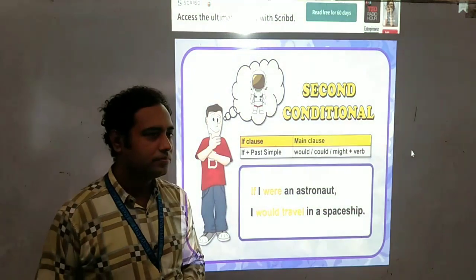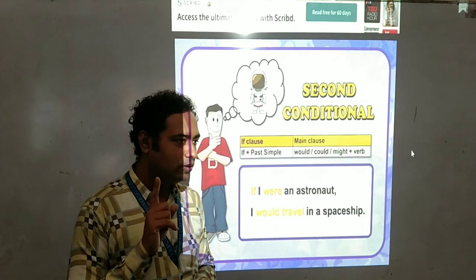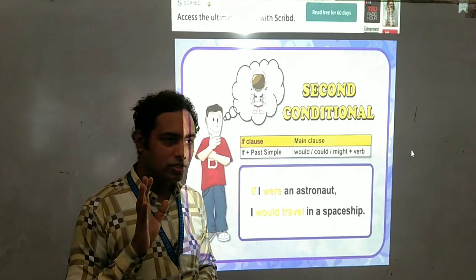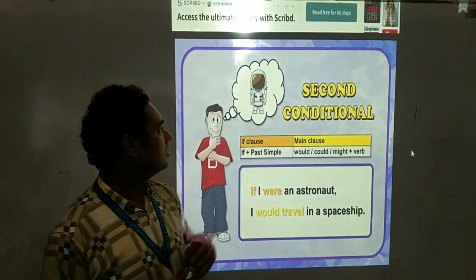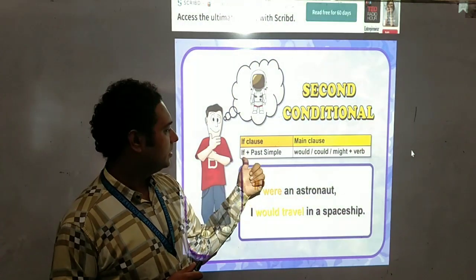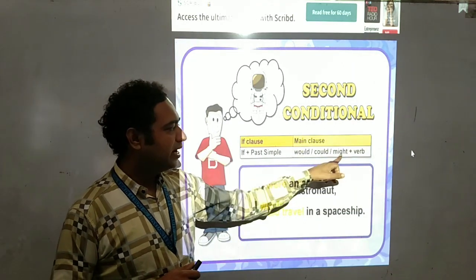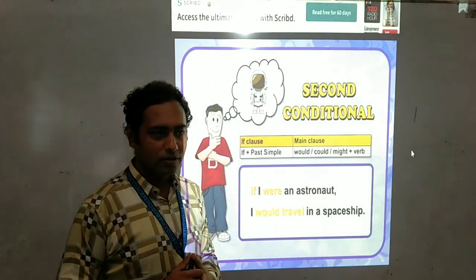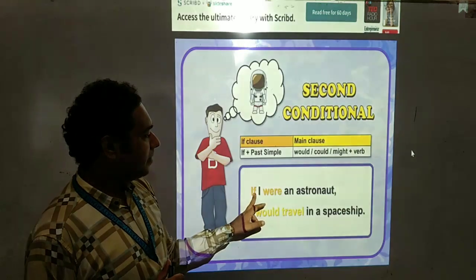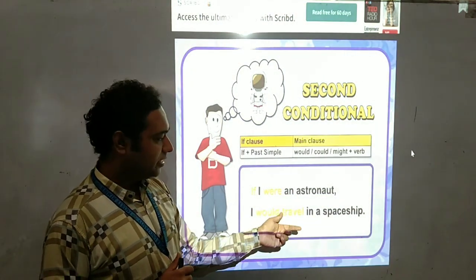Second condition. So the real conditions are done: zero and first conditions. Second condition. If clause plus main clause. If plus past simple, then would, could, might plus verb. That is called a modal verb. If I were an astronaut, I would travel in a spaceship.